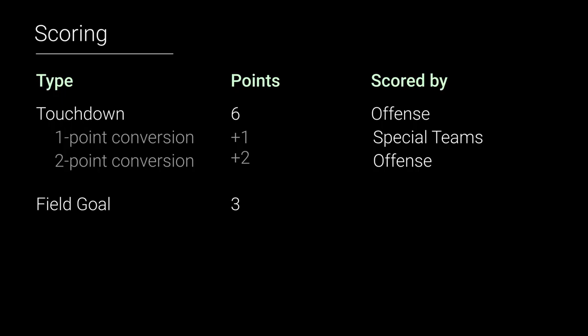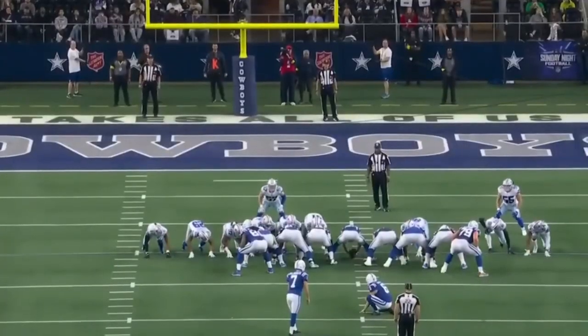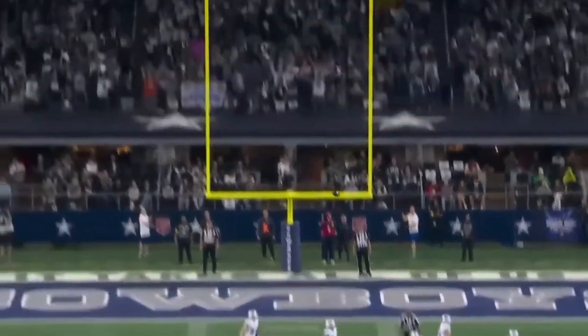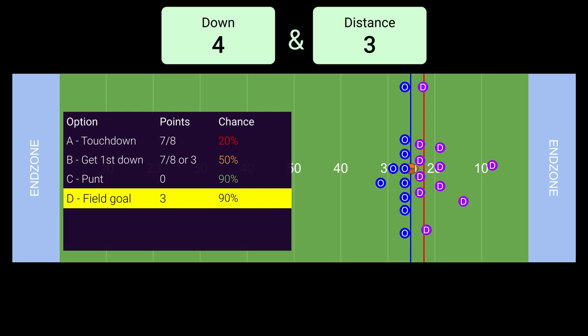A field goal is worth 3 points and is the next main way in which we score points. A field goal is where the ball is placed on the ground at the line of scrimmage. It's passed back to a ball holder who then places the ball on the ground and the kicker then kicks the ball through the goalposts. In the case of a 4th and 3 on the 25-yard line, well, 25 yards is actually quite short for a field goal, and there's almost a guarantee that we will walk away with 3 points. So most teams in this situation would pick option D, and if not, then option B.